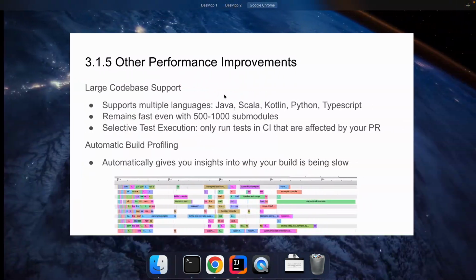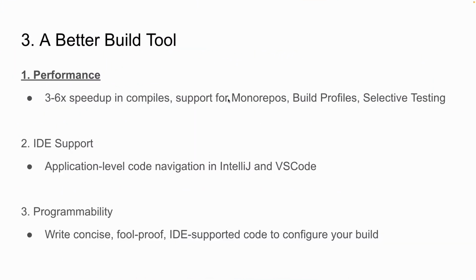So that's the performance angle, I think, for Mill. It's just straight line faster than the other build tools, Maven or Gradle, not by magic, but just by optimizing away the overhead. And it has some nice features like supporting large code bases, selective testing, automatic build profiling, so your build tool doesn't feel like a black box like it often does using Maven or Gradle.